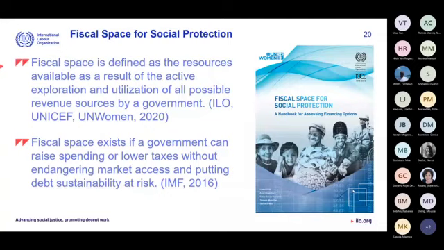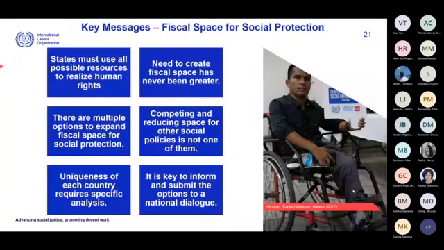Some key messages here. The first of them is that the states have an obligation to realize human rights, and so resources need to be used to their maximum availability. Then there are multiple options for developing fiscal space. We're going to see 8 of them.